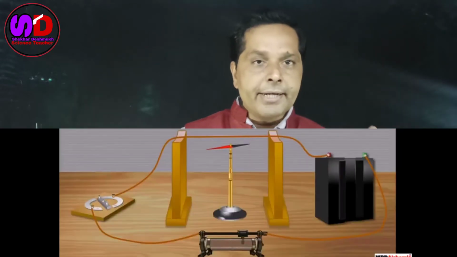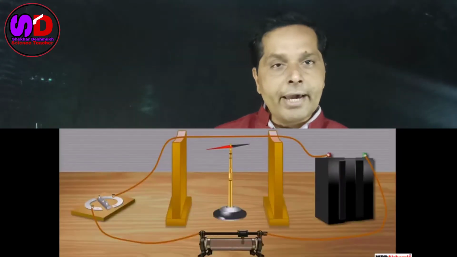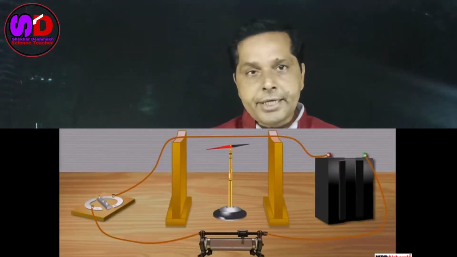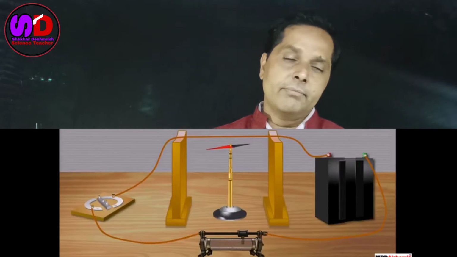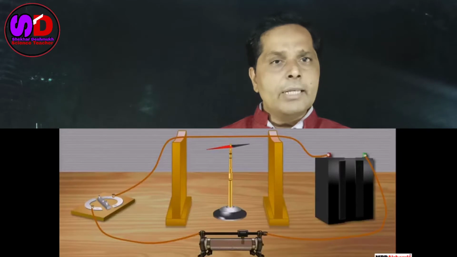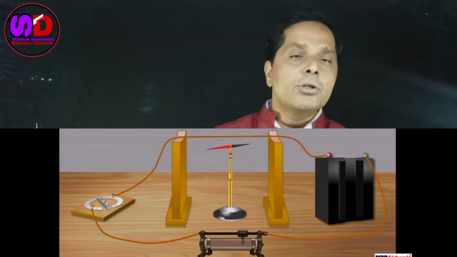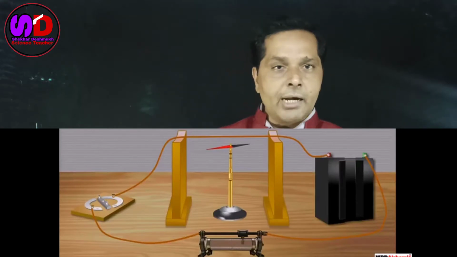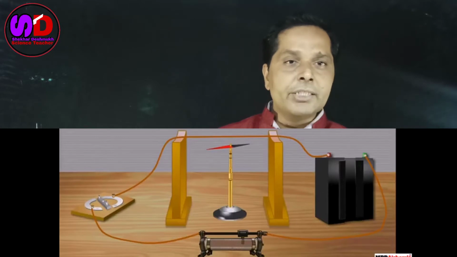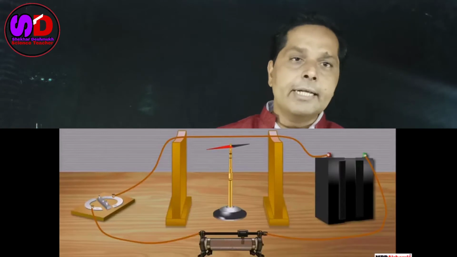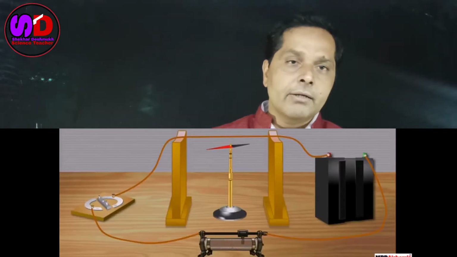For that you require only a few things. First, a battery. You require a conducting wire, a key and a rheostat. Only these things we require. If you don't have a rheostat, it doesn't matter. You can change the amount of current by changing the number of cells in the battery, because a rheostat is used only to change the electric current.